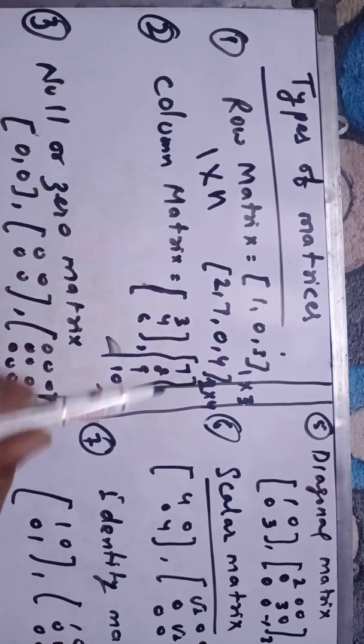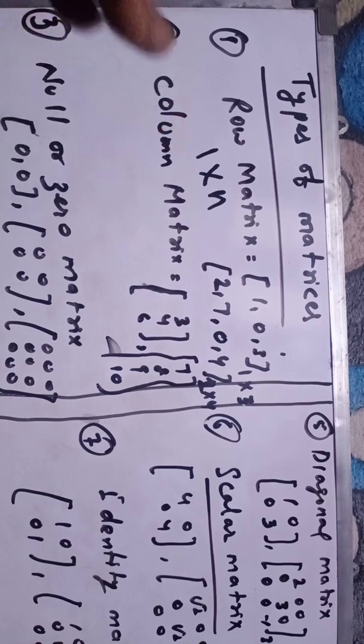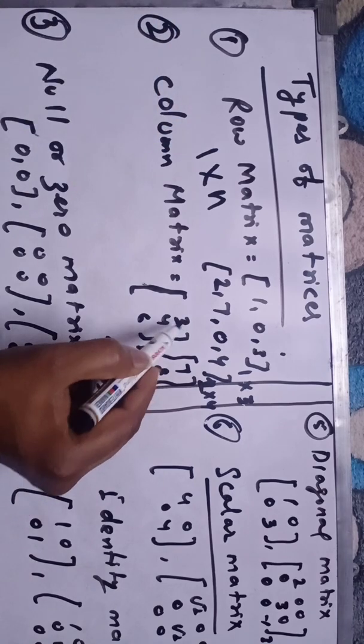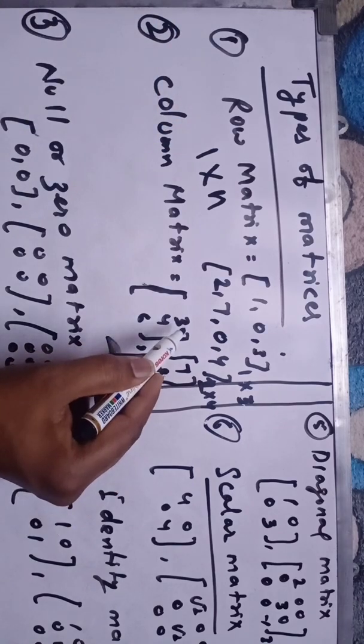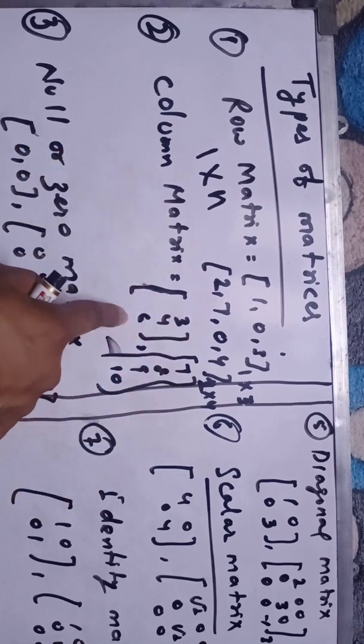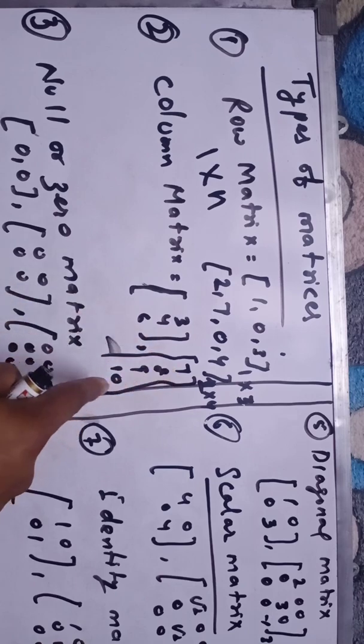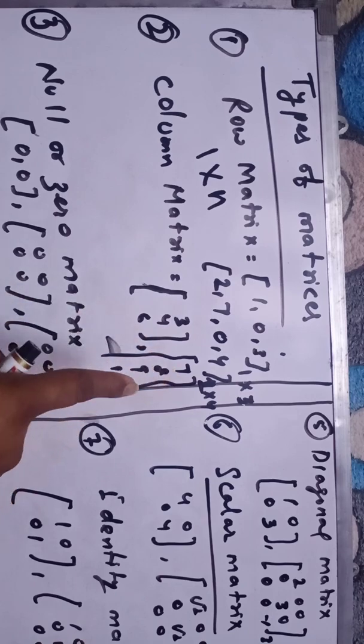Similarly, in column matrix, you will get all the elements in a single column. So 3 4 6, this is your way of representing any column matrix. So you're getting all the elements in a single column only. And similarly 7 8 9 10, we are getting all the elements in a single column.